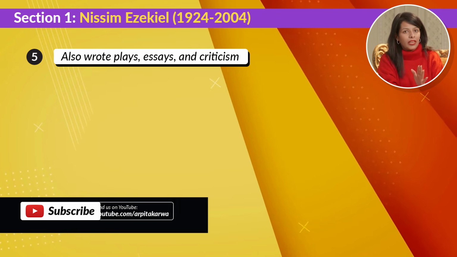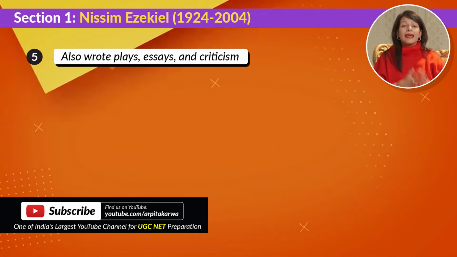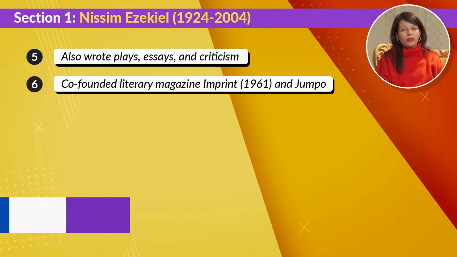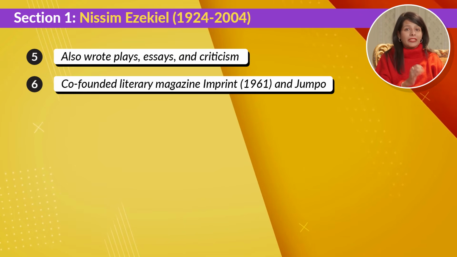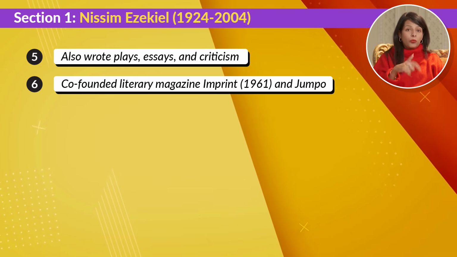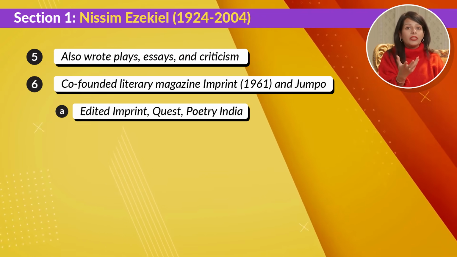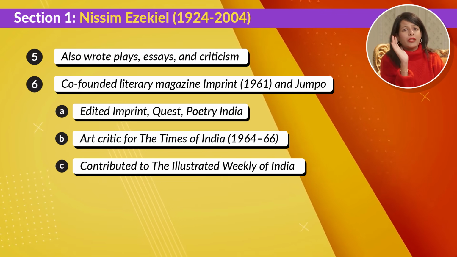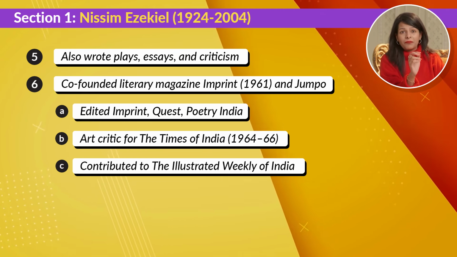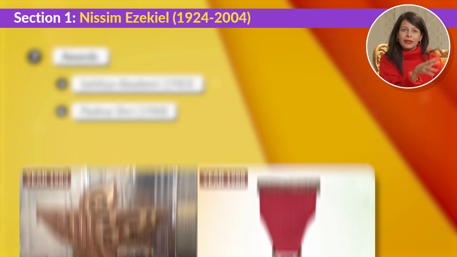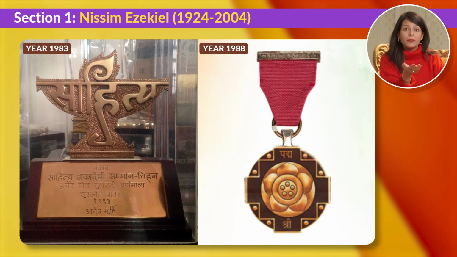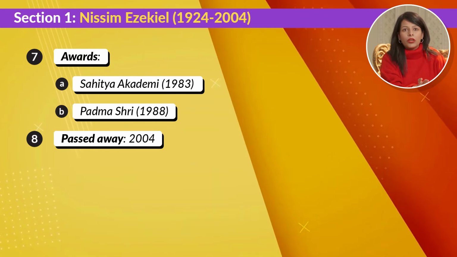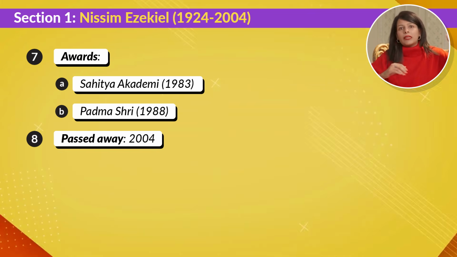Ezekiel did much more than write poems. He also wrote plays, essays, and criticism that influenced many. He played a big role in India's literary world. He co-founded the literary magazine Imprint in 1961 as well as another magazine called Jumpo. He has been an editor of Quest and Poetry India. He has also been an art critic for the Times of India and worked with important publications like the Illustrated Weekly of India. For all his contributions, he received the Sahitya Akademi Award in 1983 and the Padma Shri Award in 1988. Even though he passed away in 2004, his work continues to inspire readers and writers across India and beyond.